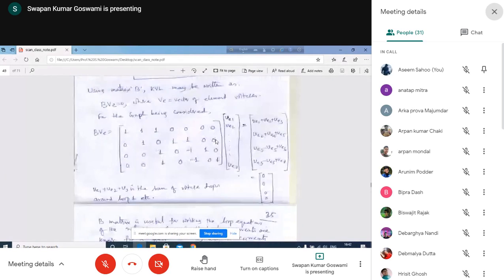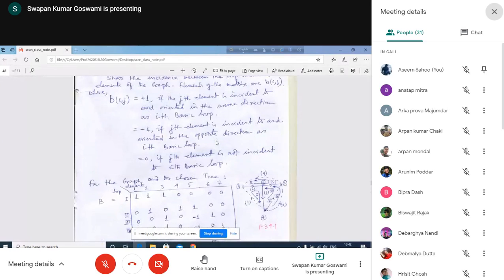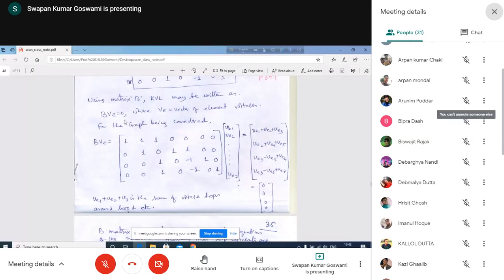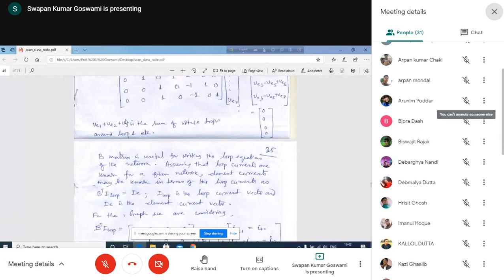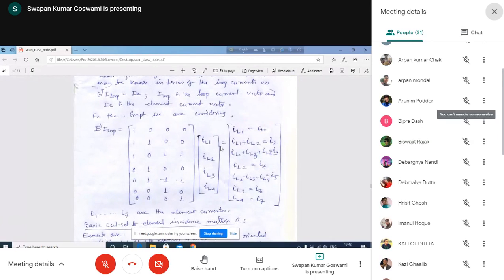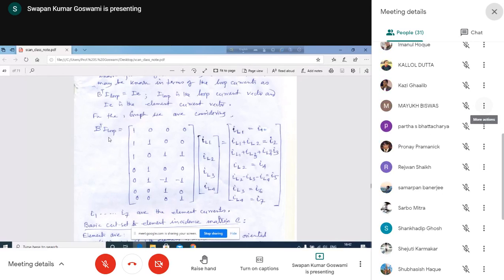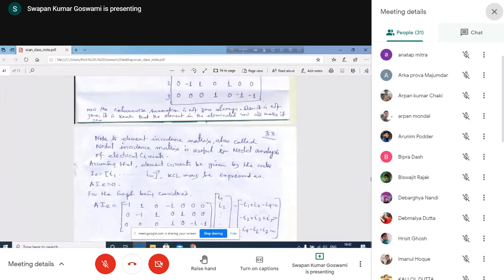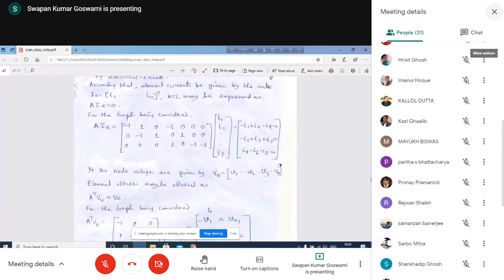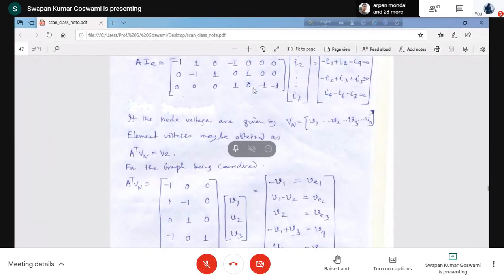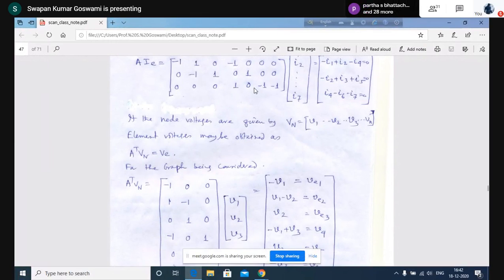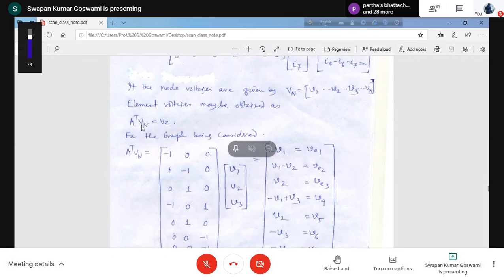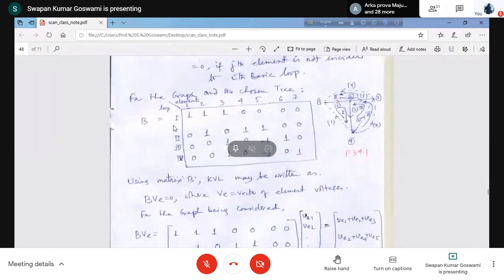That also was seen. Then we have already shown that B times V equal to 0 is Kirchhoff's voltage law. Then B transpose I loop is equal to IE, the element current. B transpose loop current equals the element current vector. That is also discussed. Then A times IE equal to 0 is Kirchhoff's current law, IE representing the element currents of the system graph, and then A transpose Vn equal to Ve. Vn is the node voltage vector, and A transpose Vn represents the element voltage. These are the things we discussed in the last class.